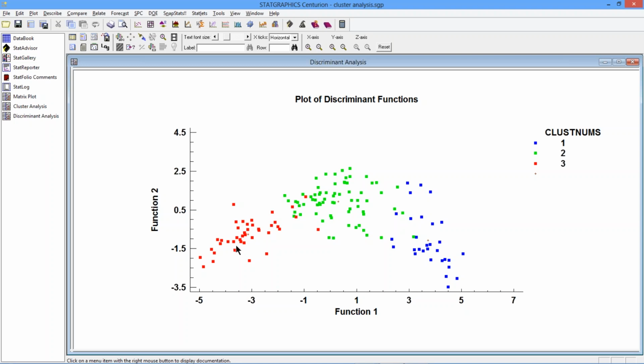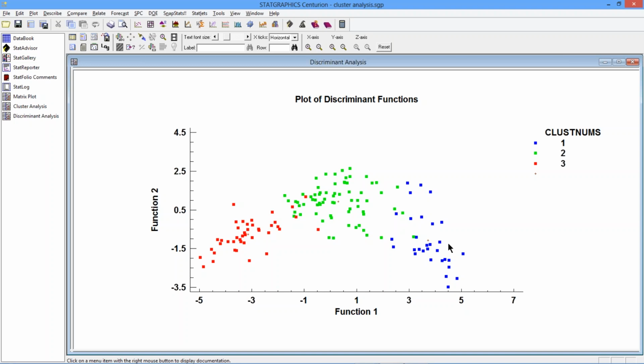And you can see, for example, with the first discriminant function here, that one particular linear combination of the variables does a very good job of telling me which countries would be in the red cluster, which countries would be in the green cluster, and which countries would be in the blue cluster.